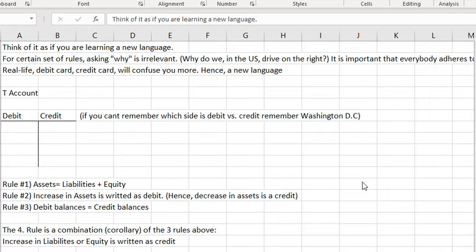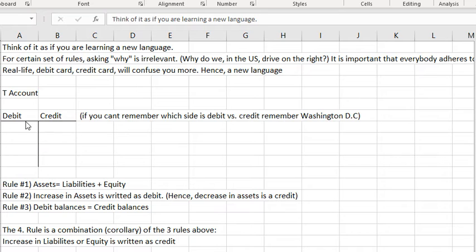In real life, you are going to encounter debit card, credit card, those types of terms, debit and credit. They may confuse you even more. Hence, I'm specifying that financial accounting, when you learn it, think of it as a new language. We are going to use T accounts, and I'm going to show you in our initial set of problems how to record transactions in T accounts, and I'm also going to show you the journal entries as well.